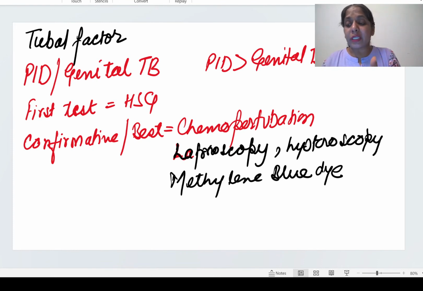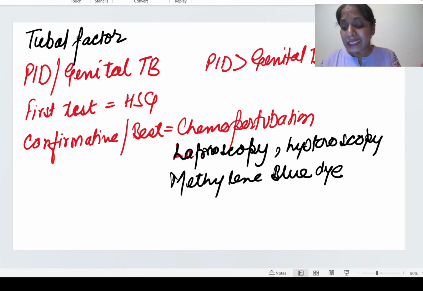Also asked in a previous year question: which is the dye which we use for chemopertubation? The dye is methylene blue dye. Okay, how do we do chemopertubation? In the uterus we put a cannula, and the name of that cannula is Leech Wilkinson. It is shaped like an arrow, and at the upper end there is a cone-like structure and the lower end is a tube. From that we put the cannula in the cervix. Okay, and from that cannula we put the dye, and then we see whether the dye is coming out of the fallopian tube or not.